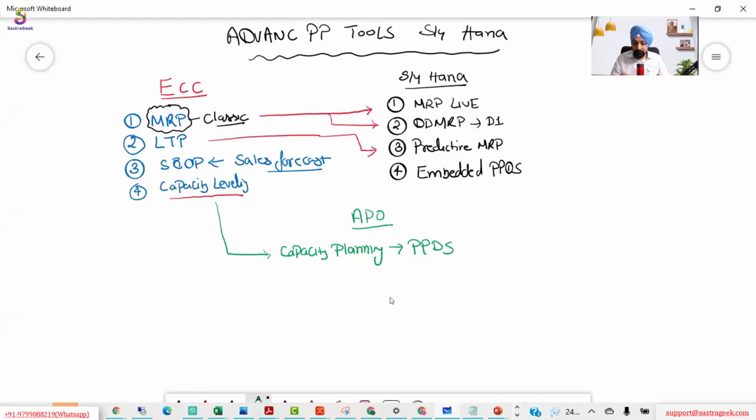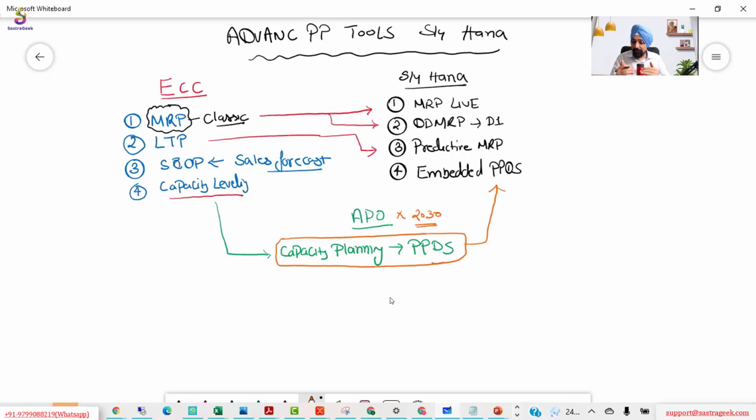Okay. Now this is moving. This capacity planning and PPDS would not be available in APO, and it is moving to S/4HANA as embedded PPDS. So that same brick would be removed from APO and put into S/4HANA as embedded PPDS. Even APO itself will sunset by 2030.